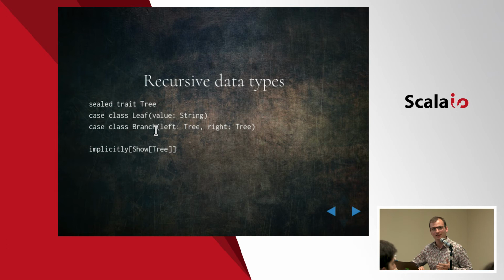So branch is another case class. We need to deal with each of these parameters in turn. Let's look at left. Left needs a show of tree. Okay, let's try and derive a tree. So the definition of tree is up here. It has two subtypes. Let's deal with each of those in turn, leaf and branch. And what happens is the compiler will end up, it would infinitely recurse were it not, no, it will infinitely recurse. A black box macro actually will identify that infinite recursion is happening and stop. A white box macro will keep going until something worse happens.